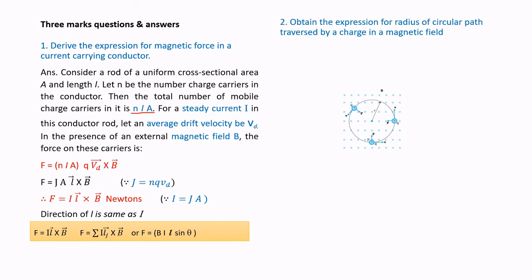Question number 2. Obtain the expression for radius of a circular path traversed by a charge in the magnetic field. In this, please see the figure. This is a magnetic field B. See, these crosses are going into the paper, that is, the magnetic field is perpendicular to the surface of the paper. That's why it is given as cross marks, into marks.